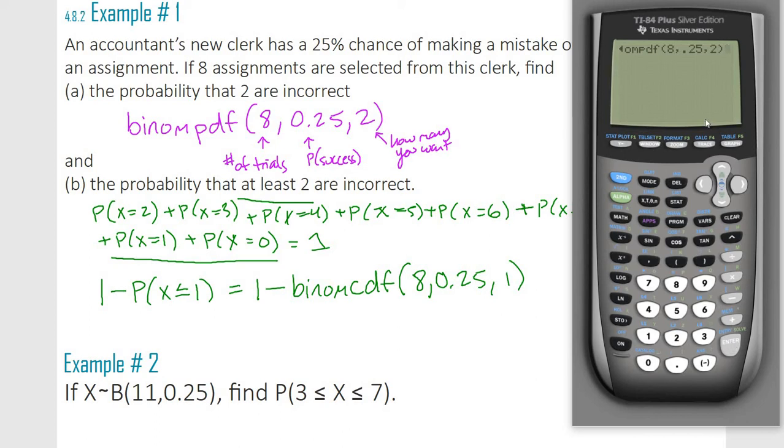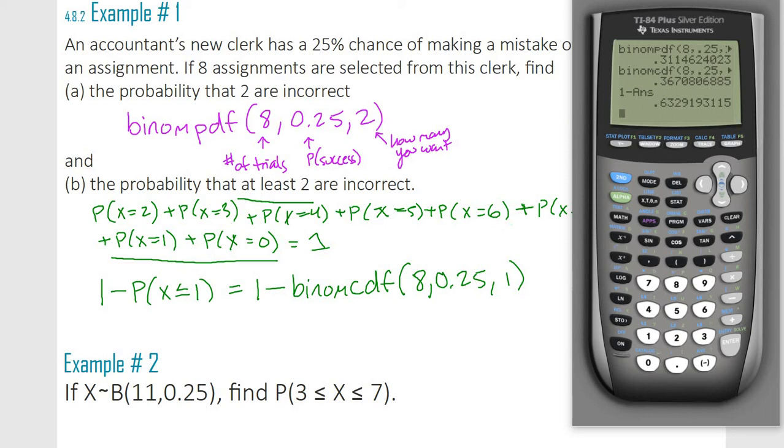Now you want to use the calculator. Oh, we never put the answer to that one. The answer to that one is 0.311. So let's do second vars. Scroll down to binomial CDF. 8 trials, 0.25. X value is 1. Now, the probability of that happening is 0.36. Now, we want 1 minus that, so 1 minus our answer, and that's our probability.